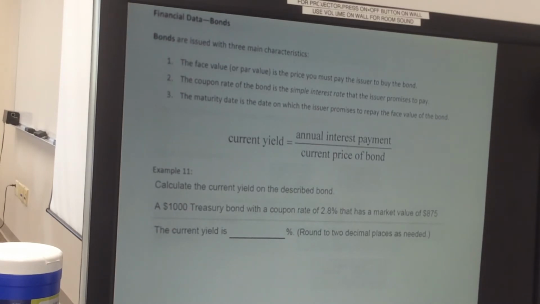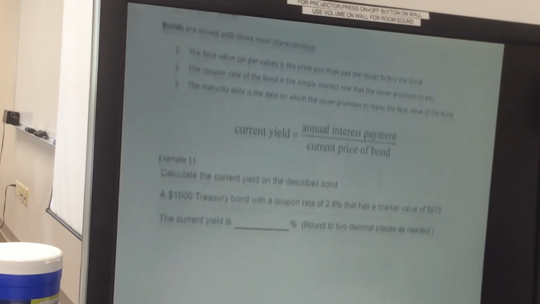of that bond. Okay, so now if we want to find the current yield, that's going to be the annual interest payment divided by the current price of that bond. So in this example, example 11, we want to calculate the current yield on the described bond. Here we've got a $1,000 Treasury bond with a coupon rate of 2.8% that has a market value of $875. We want to find out what that current yield is going to be.